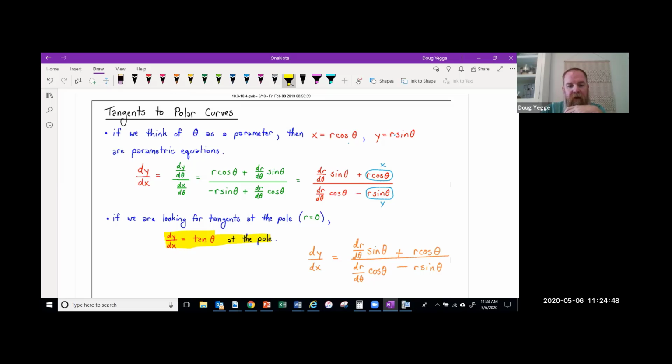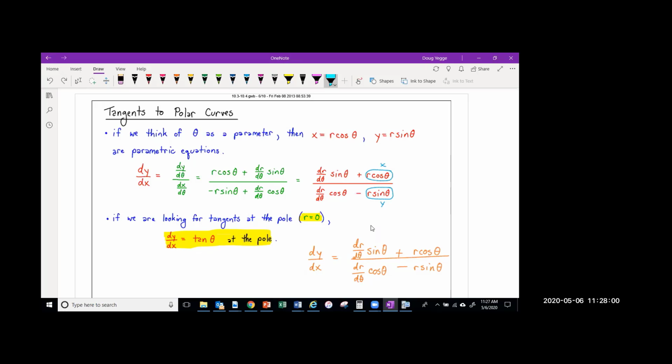Can anybody think about why that would be true? Why is it that all I have to do to find the tangent lines at the origin, or at the pole, is compute what the tangent of the angle is? Is it because dy d theta is just a change in y, while dx d theta is a change in x, and y over x is tangent?